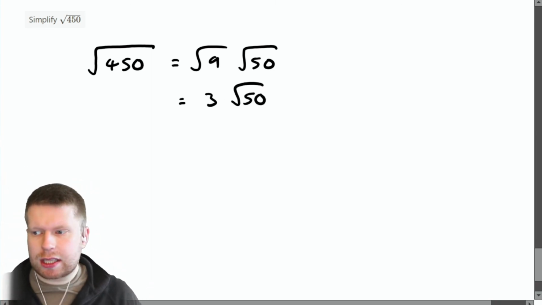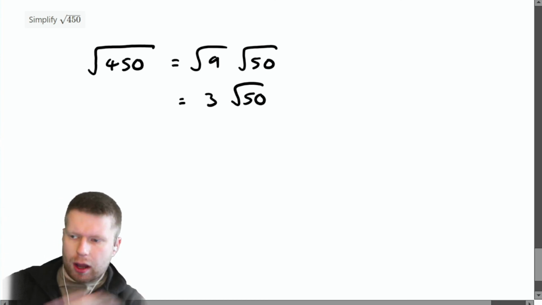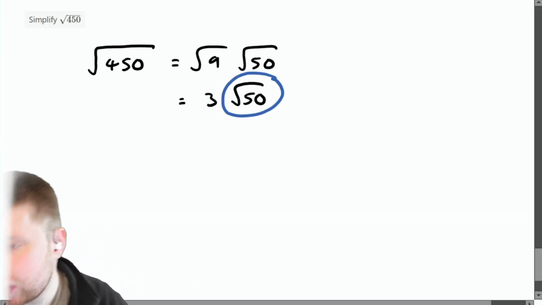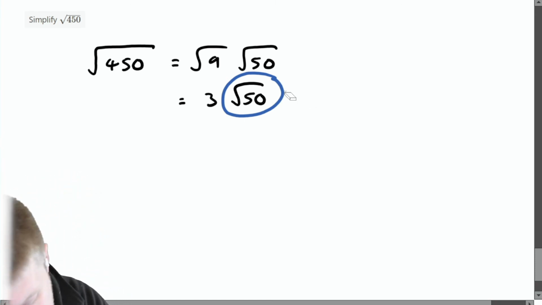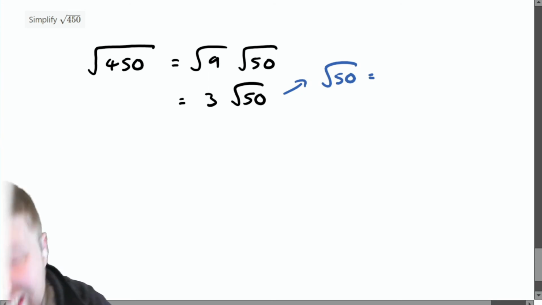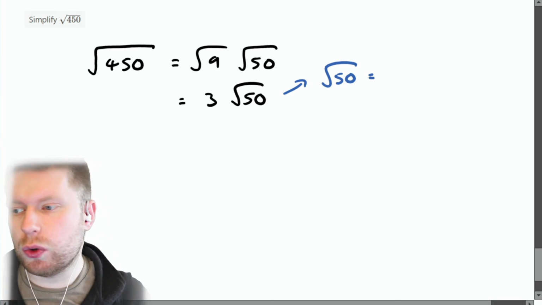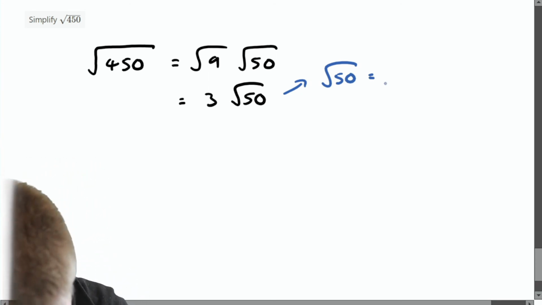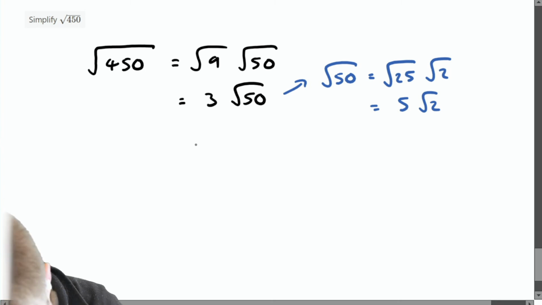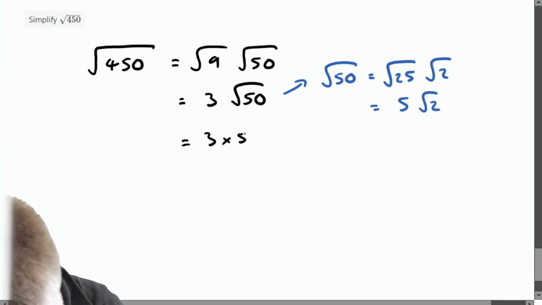Now, the temptation is to think, great, I've simplified, I've done something, I've finished. You haven't, because you need to have a look to see whether that surd can simplify any more. So let's have a look at this. Can root of 50 simplify? Well, actually, yes, it can, because 25 times 2 is 50. So therefore, I can write this as root of 25 times root of 2. That's going to give me 5 root 2. So therefore, I have 3 times 5 root 2 instead. 3 times 5 is 15.